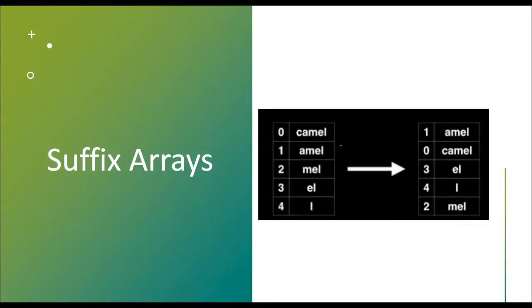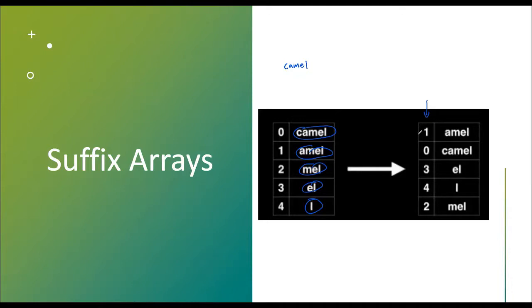As you might be able to see from this diagram, what a suffix array does is it takes all the suffixes of a string and sorts them in alphabetical order. So in the example for camel, the suffixes are C-A-M-E-L, A-M-E-L, M-E-L, E-L, and L. And when we sort them in alphabetical order, we get this order over here.